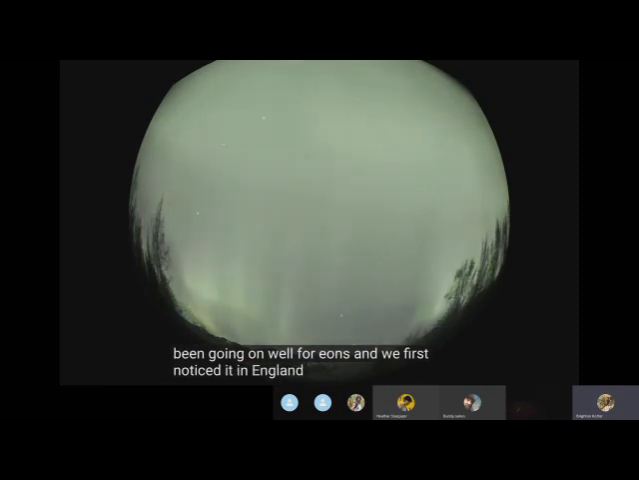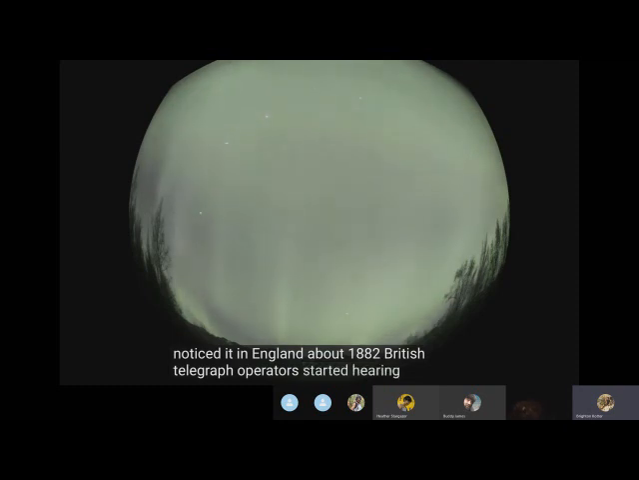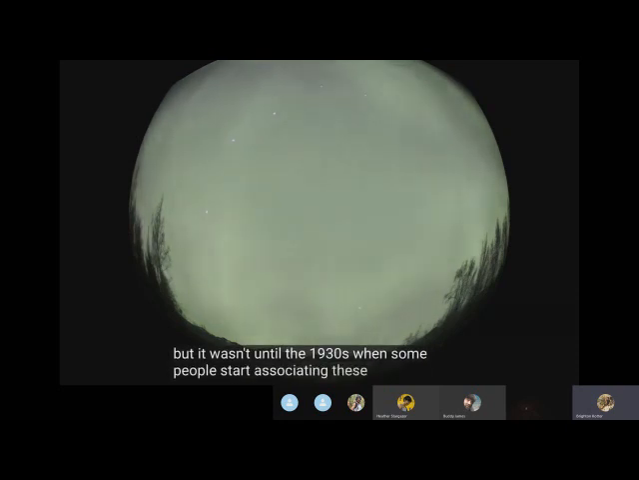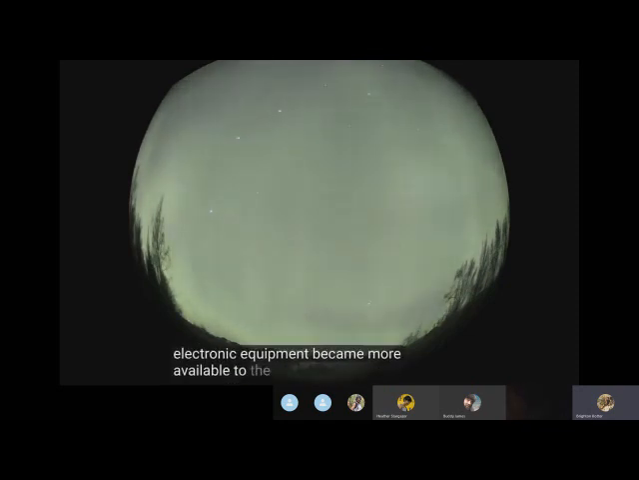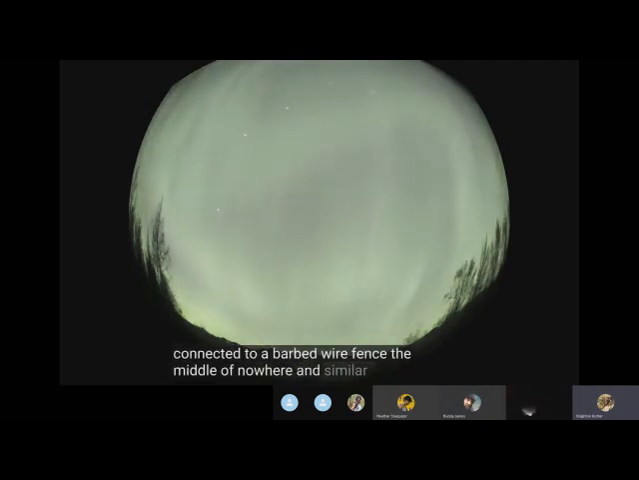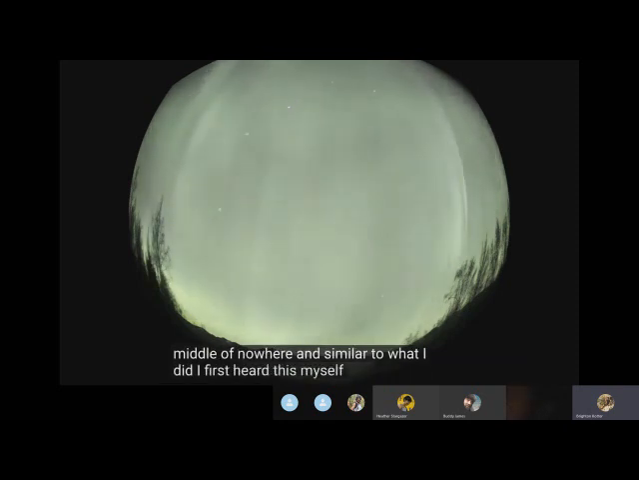They first noticed it in England in about 1882. The British telegraph operators started hearing these strange whistling tones in their headphones. But it wasn't until the 1930s when some people started associating these with visible northern lights. As electronic equipment became more available to the average experimenter and hobbyist, amateurs started listening to this using fairly crude equipment, maybe a phonograph amplifier connected to a barbed wire fence in the middle of nowhere, similar to what I did when I first heard this myself.